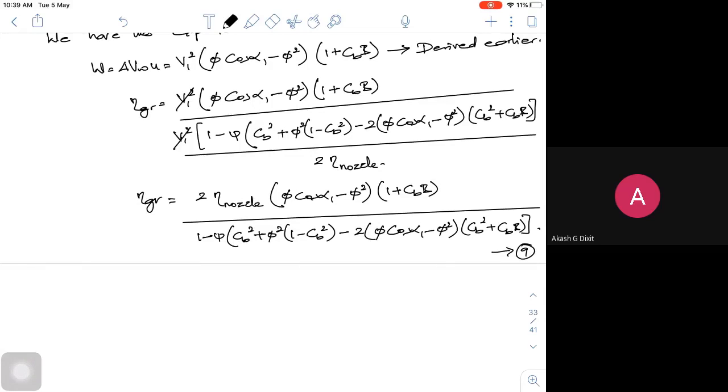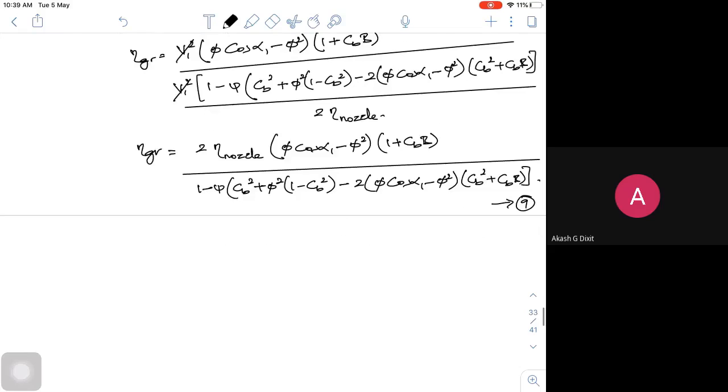Now look at this particular expression, expression number 9. The nozzle efficiency is a constant. Your CB is also a constant. Your B is also a constant. So these three are already constant. So what am I left with? I am left with the other two factors. What are those? Alpha 1 and phi. These are the two things we are left with.